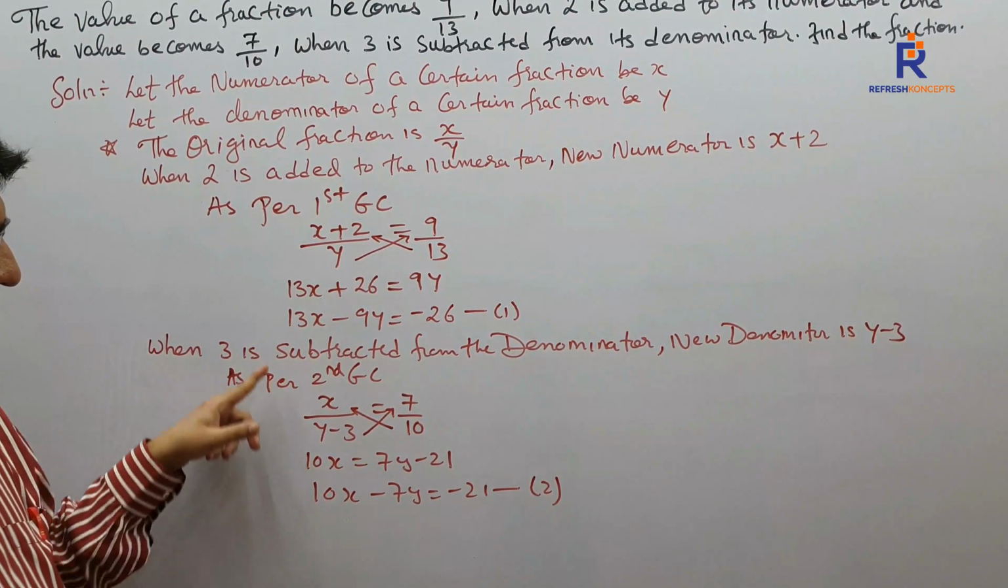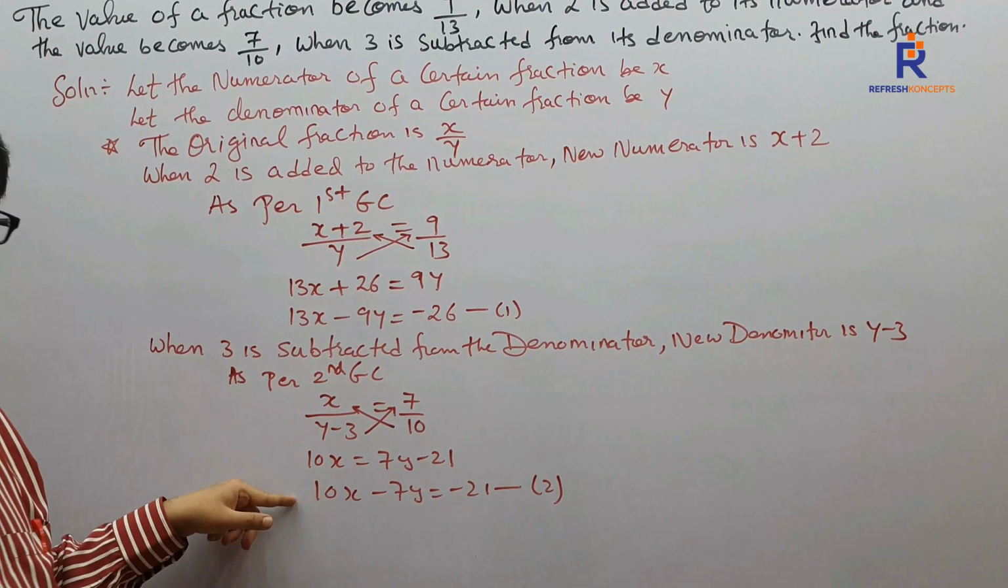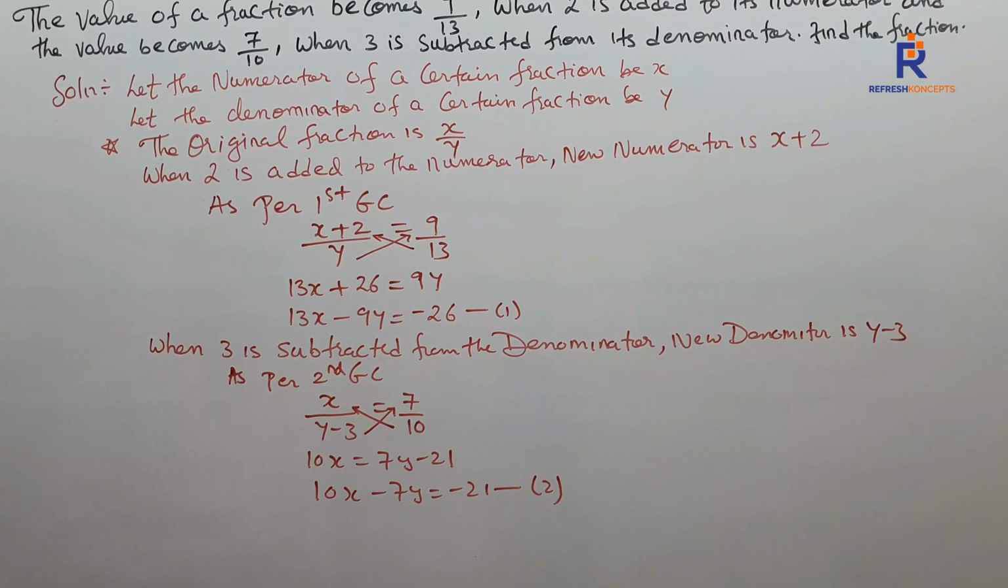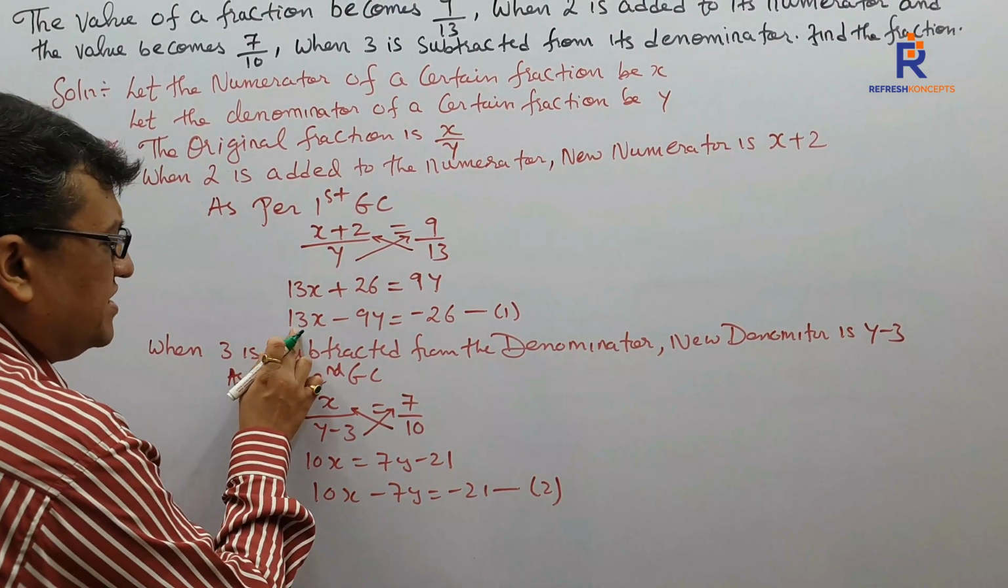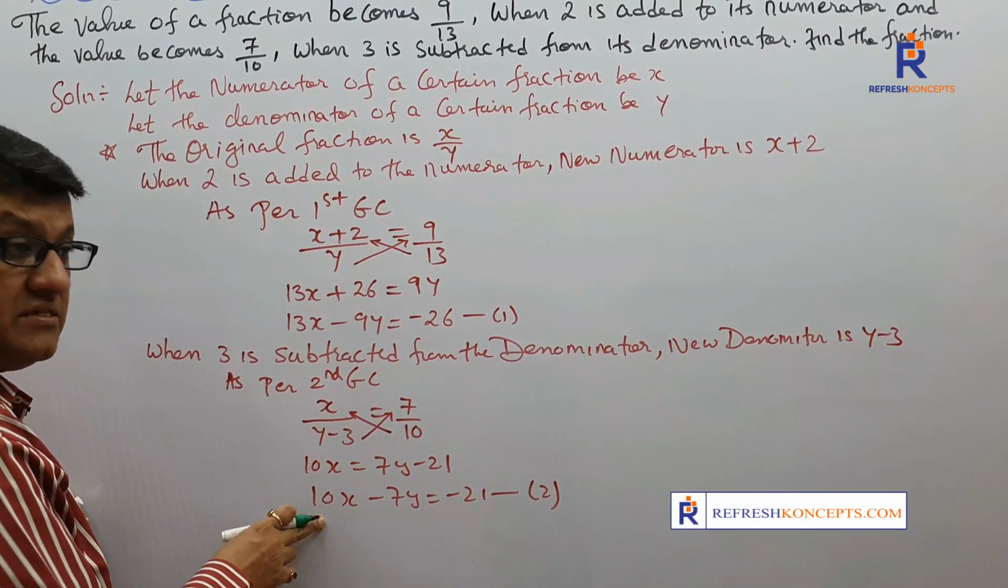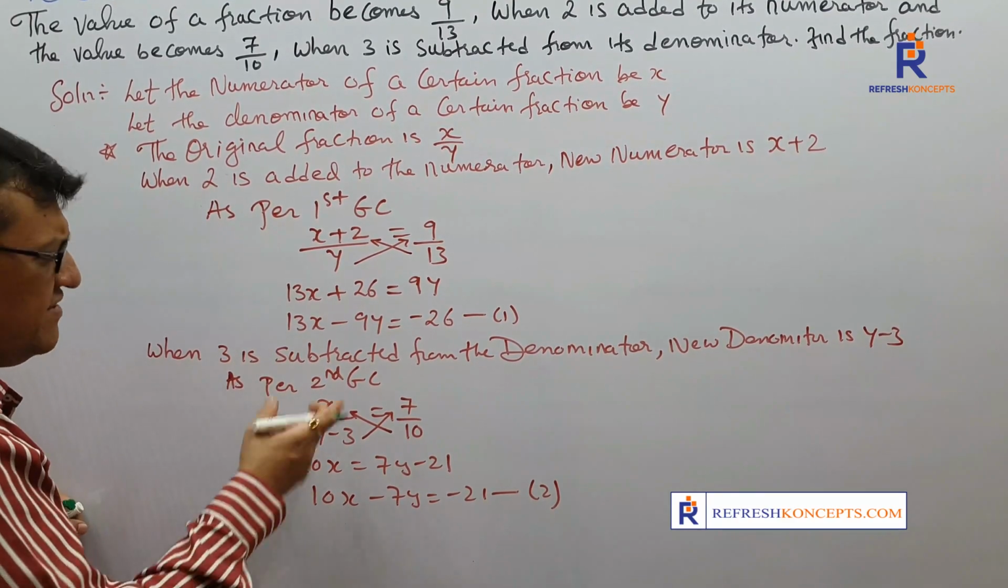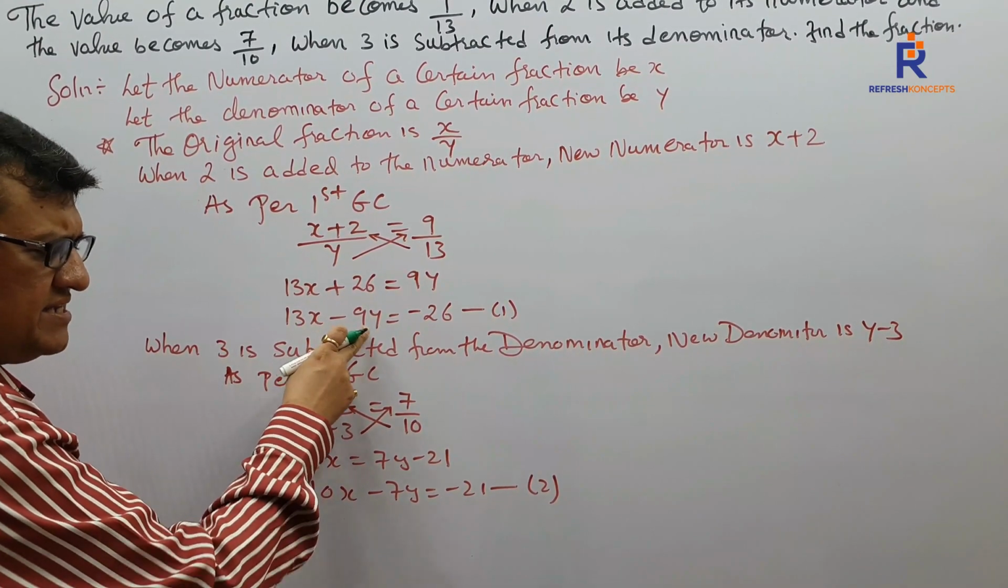Can I say that I'll pick up x, right? If I pick up x, the coefficient out here is 10. The coefficient out here is 13 and here is 10. Even if you want to pick up y, you can say here it is 9 and here it is 7.